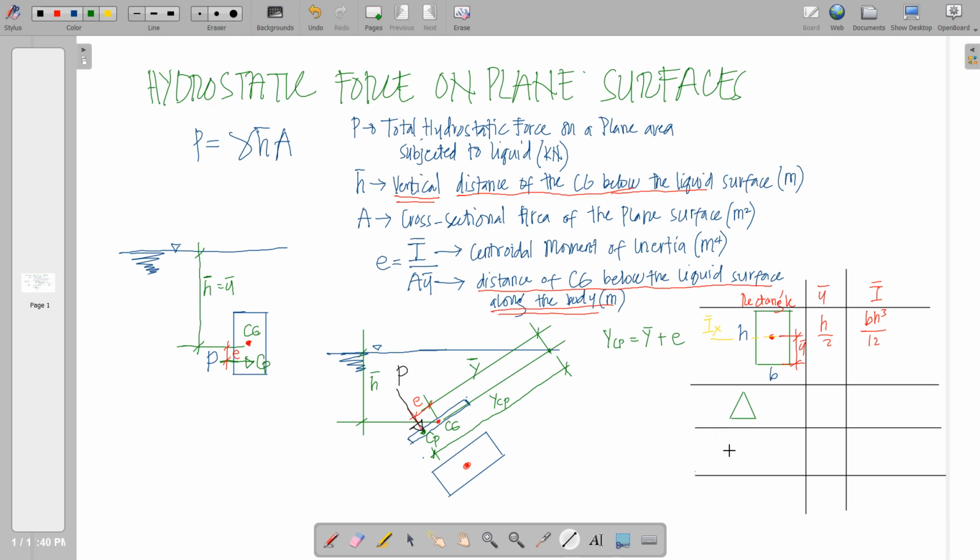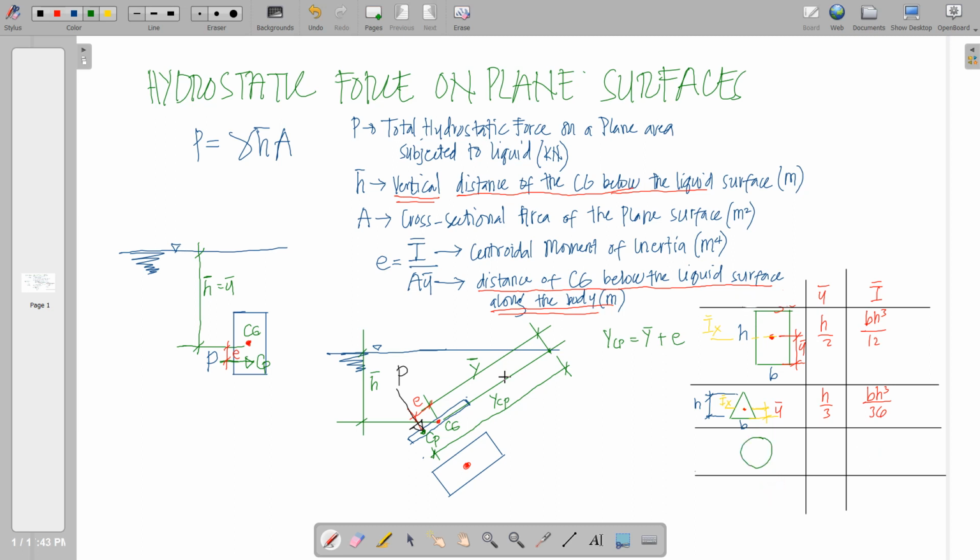So for a triangle of base b and height h, the centroid is located y bar from the base, say that is our y bar. The centroid distance from the base is equal to h over 3. And the centroidal moment of inertia, I bar x, is bh cubed all over 36.